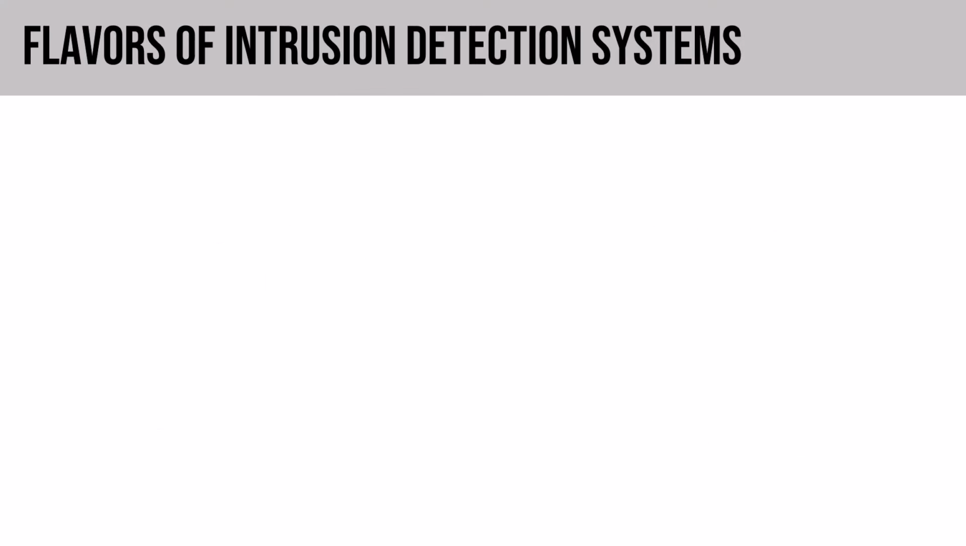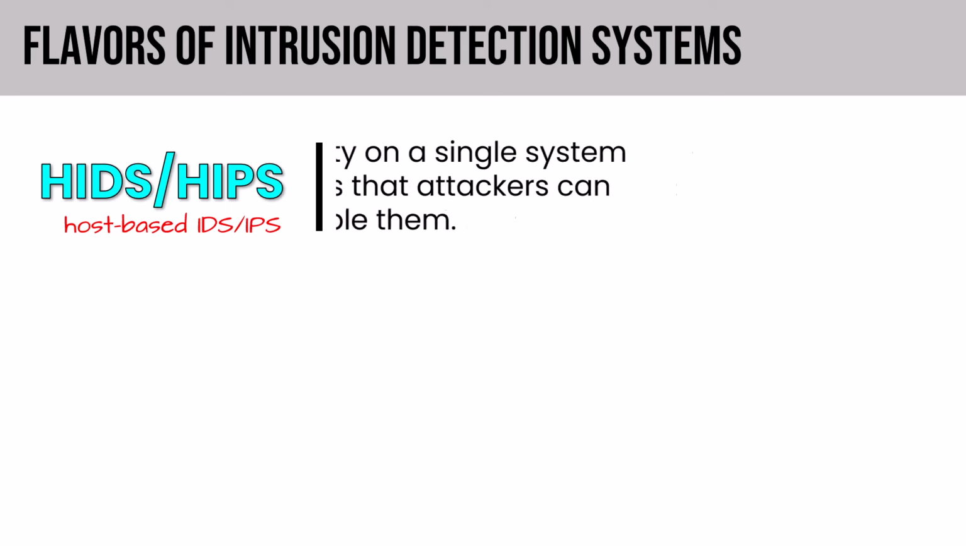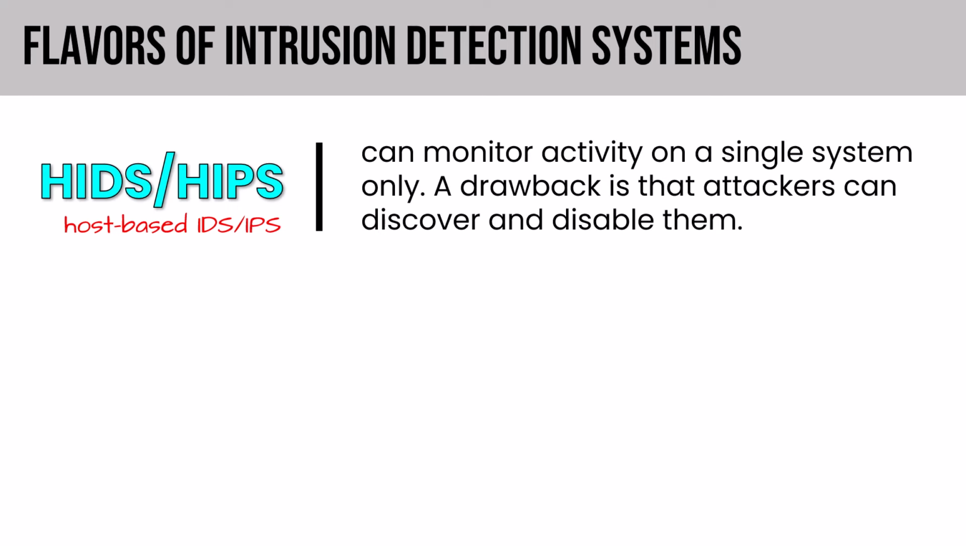So let's talk flavors of intrusion detection. Really, flavors of intrusion detection and prevention. So there's host-based IDS and IPS, which can monitor activity on a single system only. The drawback is attackers can discover and disable them. Host-based IDS or IPS is generally implemented in software, and disabling that may be as simple as killing a process or disabling a service.